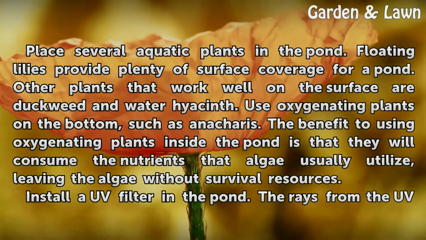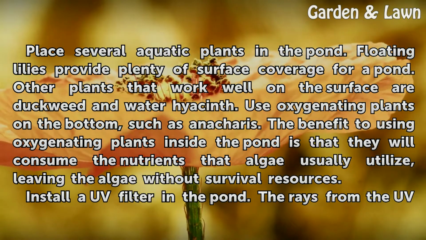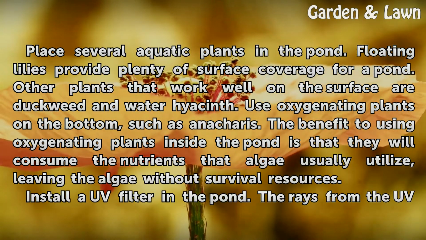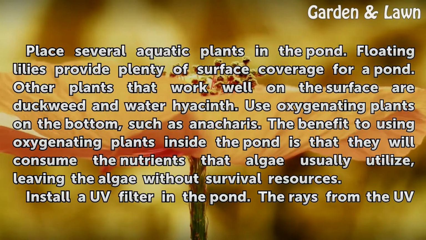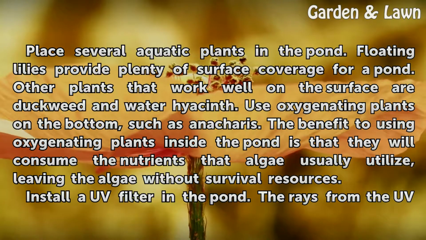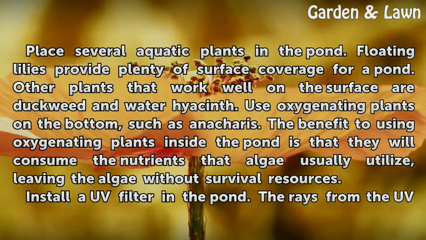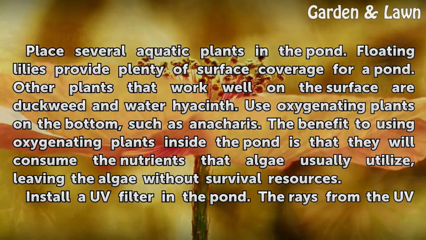Place several aquatic plants in the pond. Floating lilies provide plenty of surface coverage for a pond. Other plants that work well on the surface are duckweed and water hyacinth. Use oxygenating plants on the bottom, such as anacharis. The benefit to using oxygenating plants inside the pond is that they will consume the nutrients that algae usually utilize, leaving the algae without survival resources.